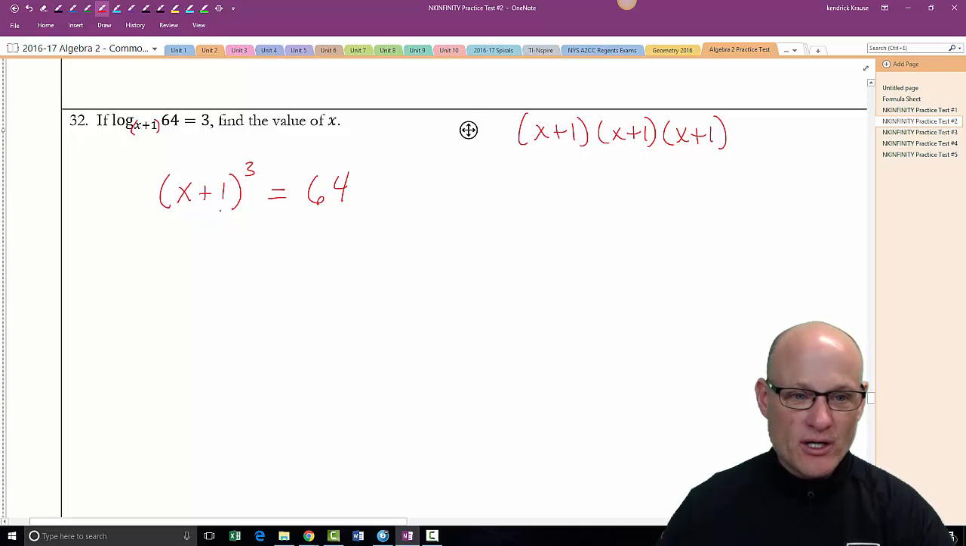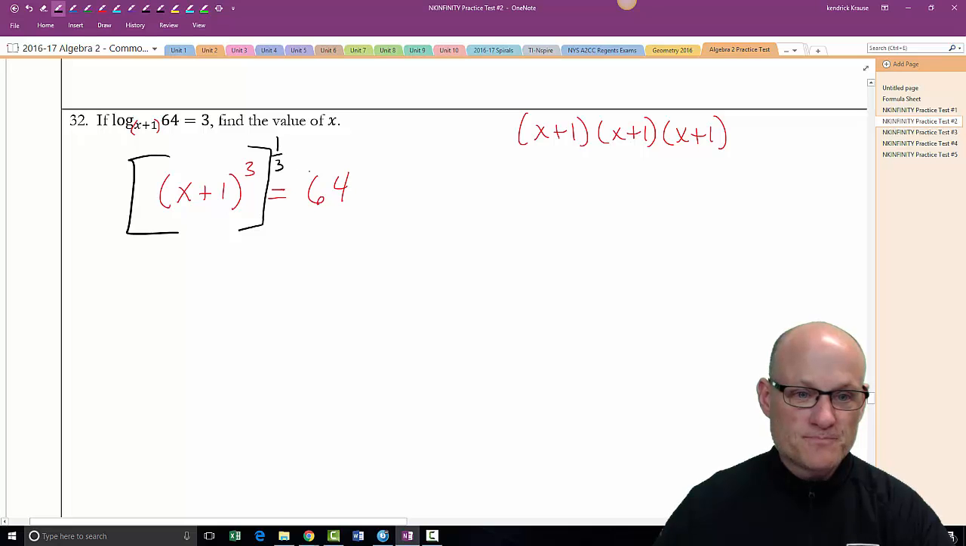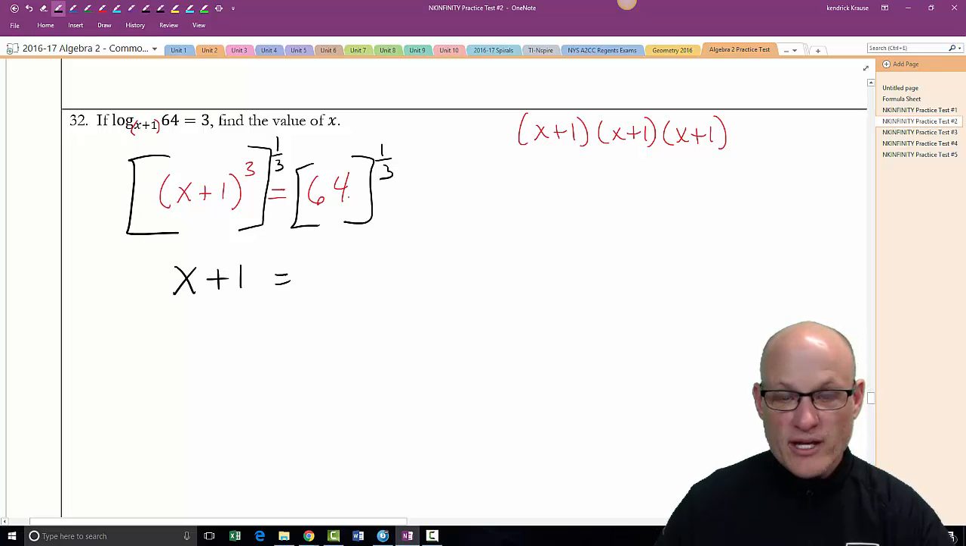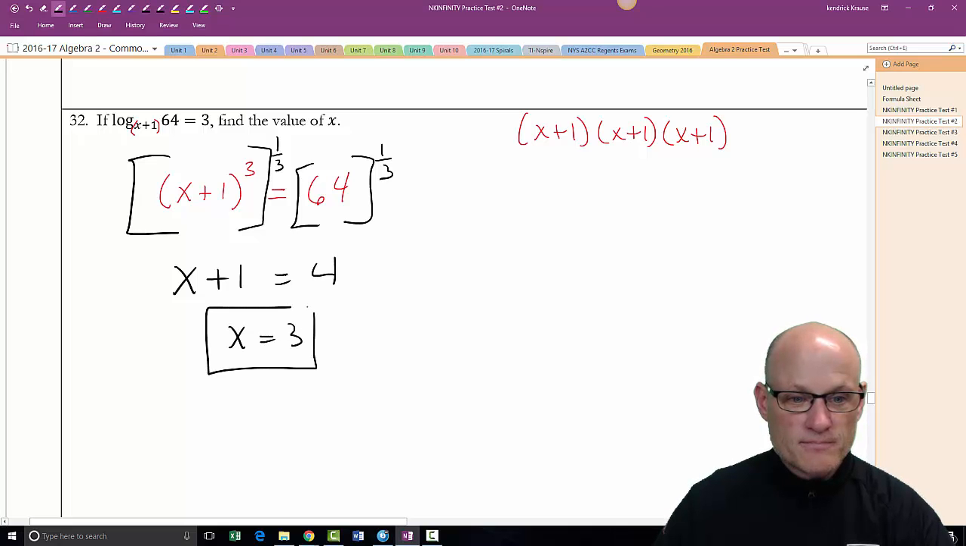There's two ways to do it. The easiest way to do this is to raise it to the reciprocal. I'm going to raise it to the 1/3 power, and I get x plus 1 equals the cube root of 64. Put that in your calculator if you want, but it'll tell you it's 4. Bring the 1 over, and I get x equals 3. That's the easiest way to do it.